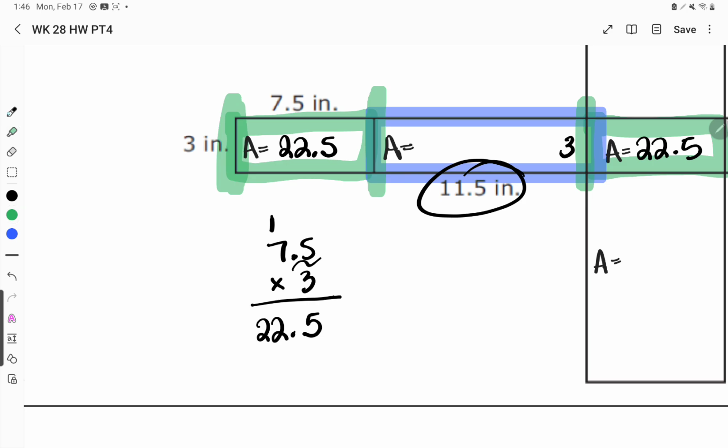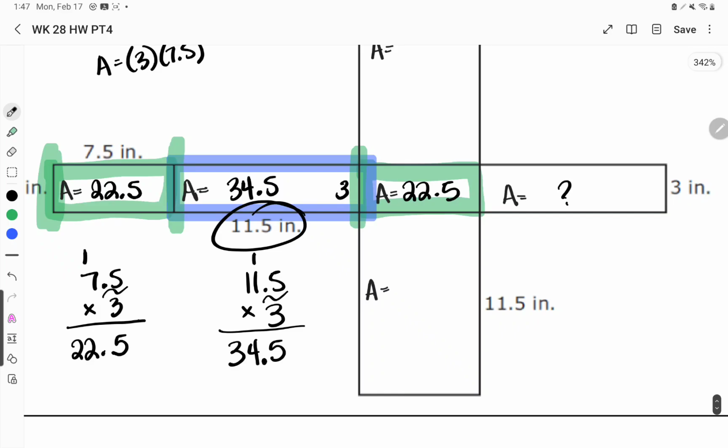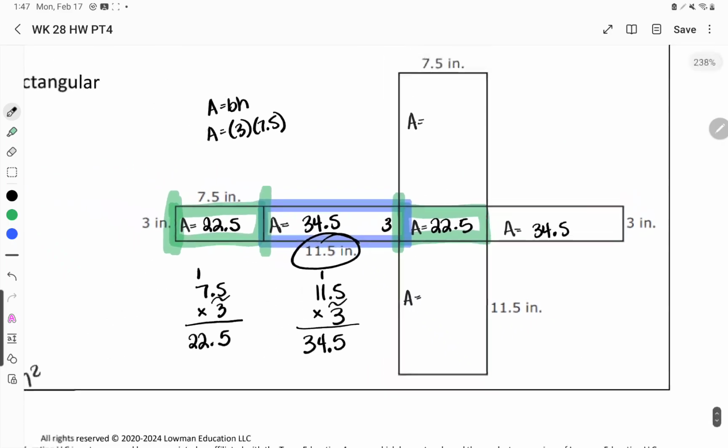So I would say 3 times 11.5, or 11.5 times 3. 5 times 3 is 15. Write down a 5, carry my 1. 3 times 1 is 3, plus 1 is 4. 3 times 1 is 3. So I write down a 3. How many decimal places do I have? 1. So I've got 34.5. And if that one's 34.5, what's that one? 34.5, because I've got twinsies.